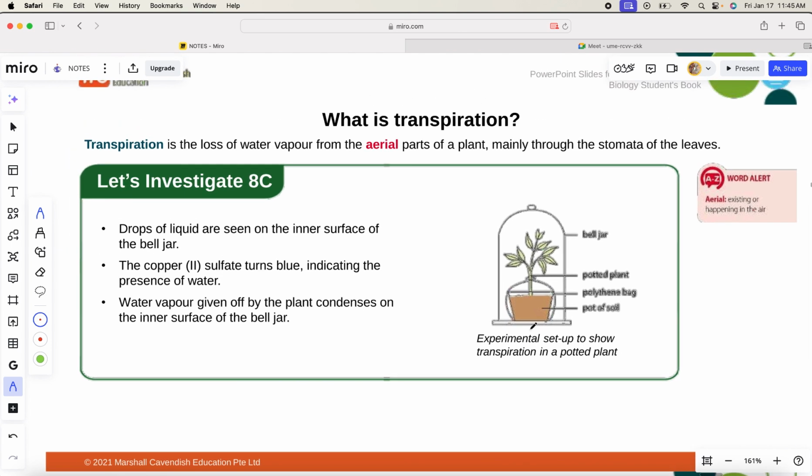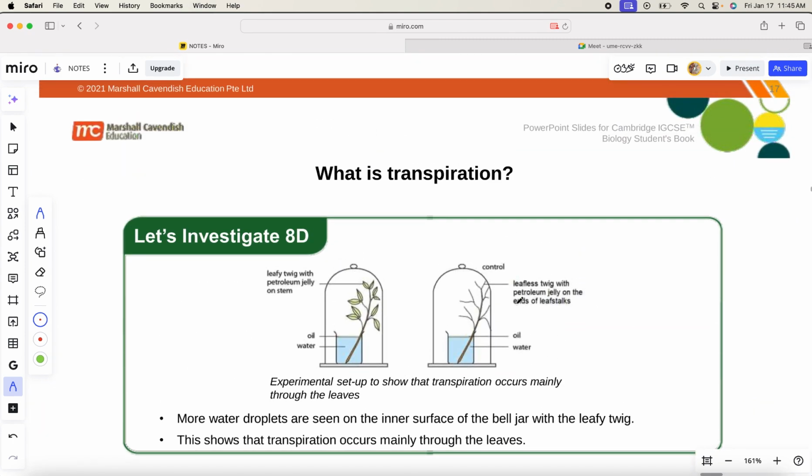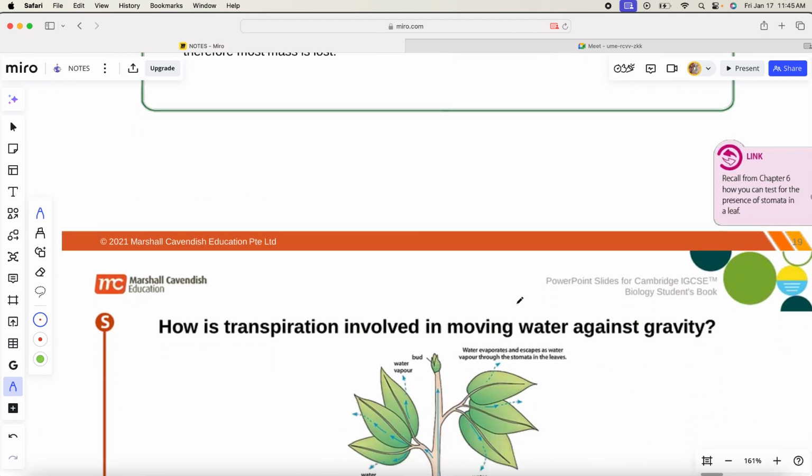Now the transpiration proper, the definition. Transpiration is the loss of water vapor by the plant, from the aerial part of the plant, mainly through the stomata of the leaf. The water that has been absorbed being lost, that process is called transpiration. Please, you must know this definition. Transpiration is the loss of water vapor by the plant. Okay, so these are some investigations to just show.